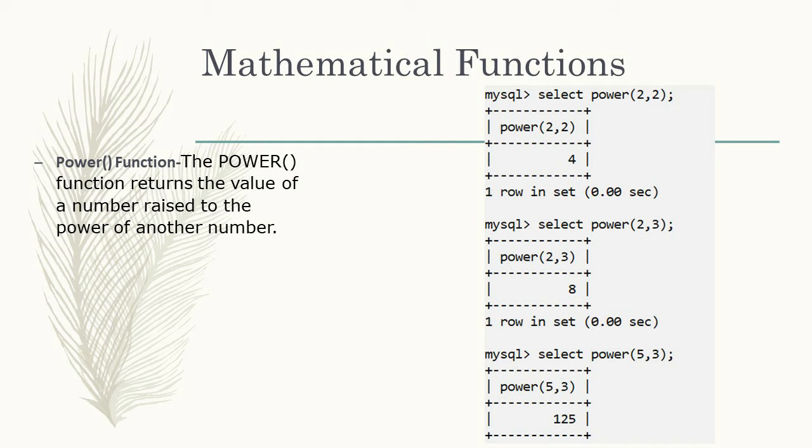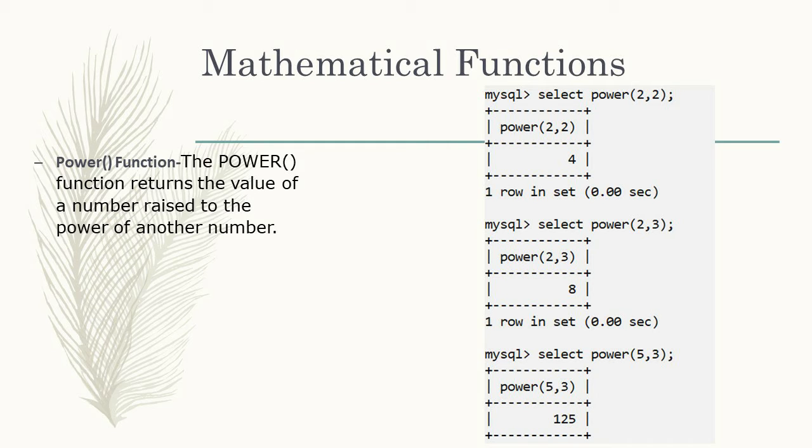So the function is the power function. You can see on the screen the simple query: select power, in brackets two components you need to give. First is the base value, second is the raised value. So 2 comma 2 means 2 raised to 2. If I say 5 comma 3, that means 5 raised to 3. So that is the power function.